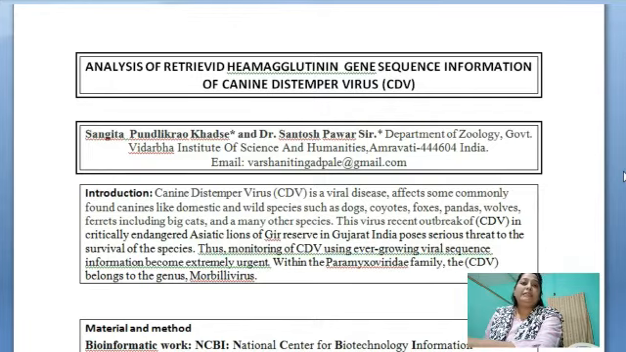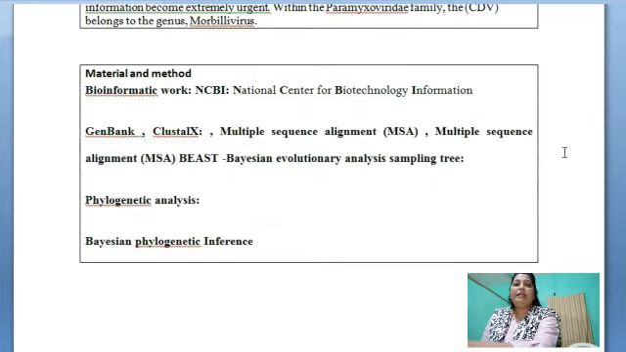Now come to the second chapter, that is materials and methods. My research work is done in bioinformatics. Bioinformatics is the branch of science which deals with the application of computer programming and statistics. We analyze the molecular biological data, which comes in the form of DNA, RNA and protein sequences.